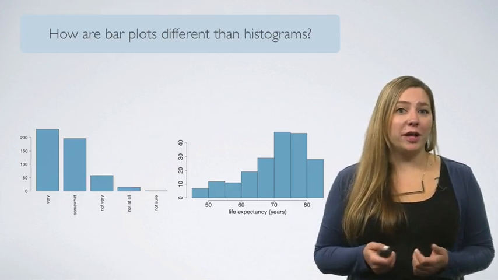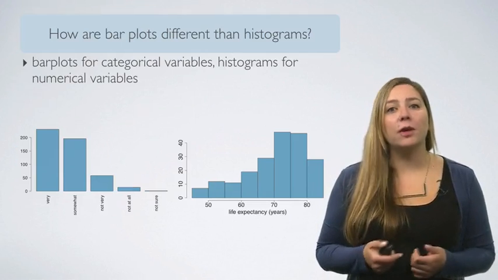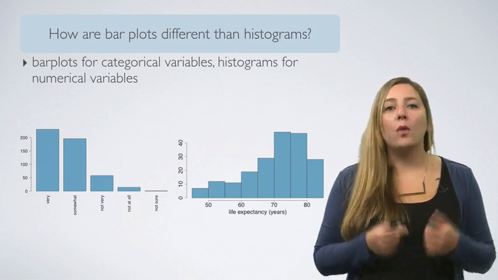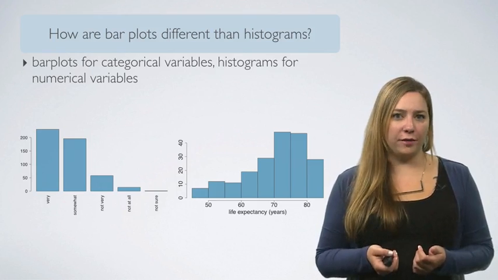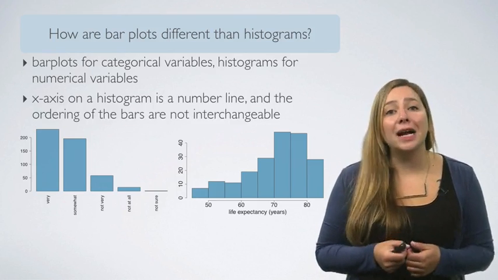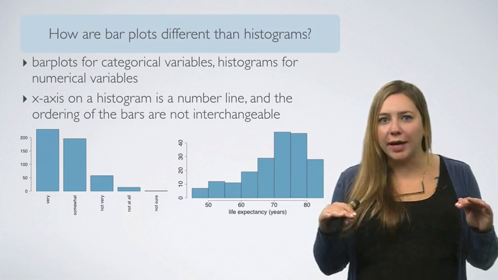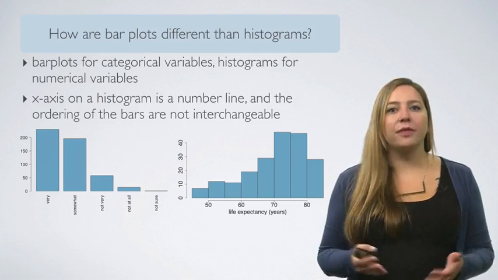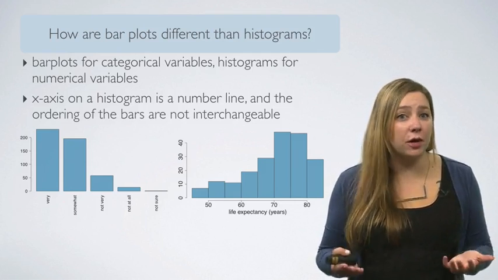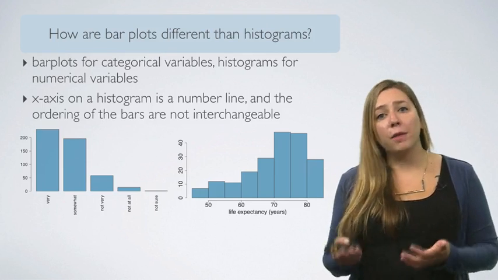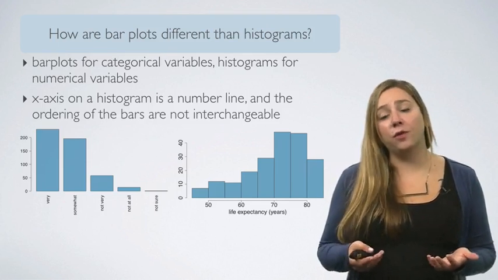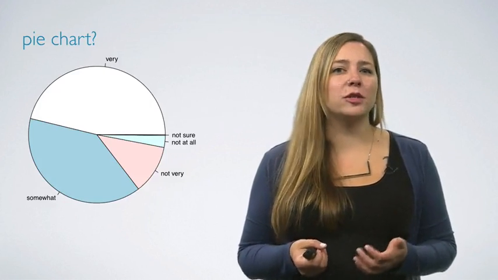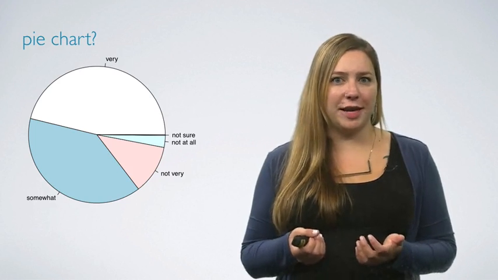So, how are bar plots different than histograms? First, bar plots are used for displaying distributions of categorical variables, while histograms are used for numerical variables. Second, the axis in a histogram is a number line, hence the order of the bars cannot be changed, while in a bar plot the categories can be listed in any order, though some orderings make more sense than others, especially for ordinal variables.